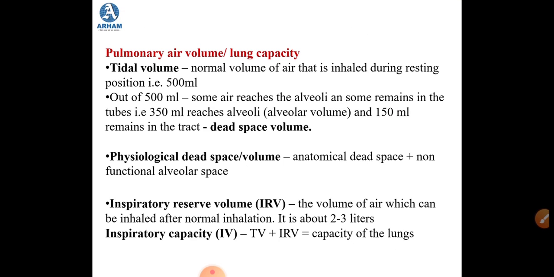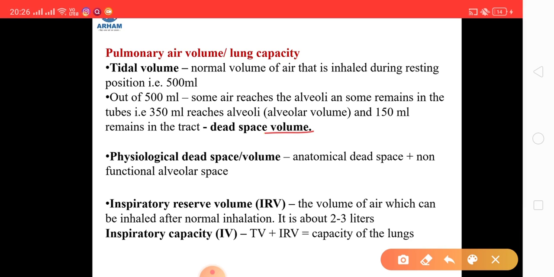Now the second term is physiological dead space or volume. This is the anatomical dead space and the non-functional alveolar space. So if there is certain non-functional alveolar space plus this dead space volume, together it makes the physiological dead space or physiological dead volume.